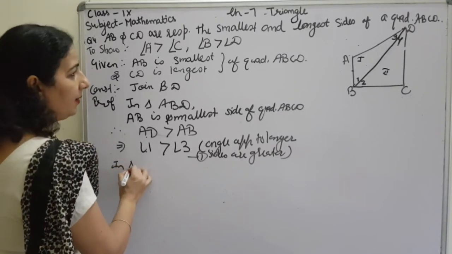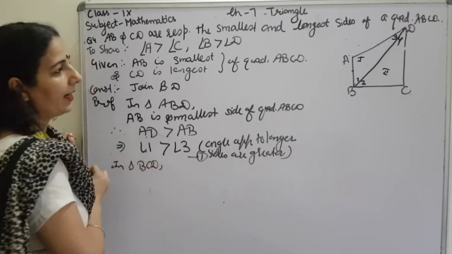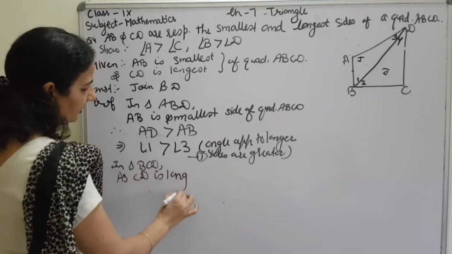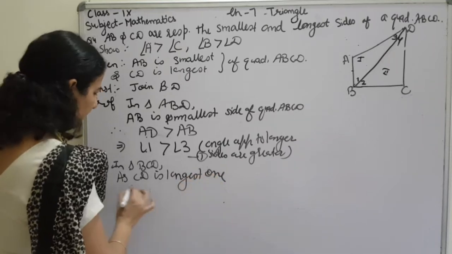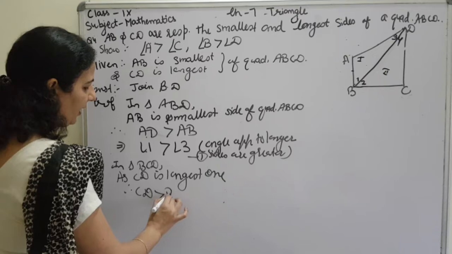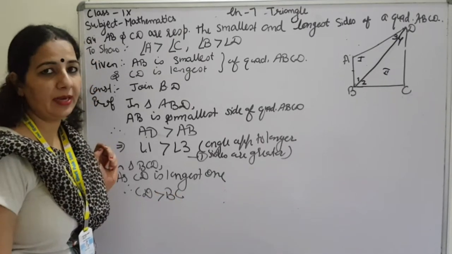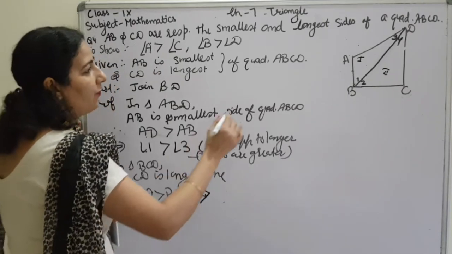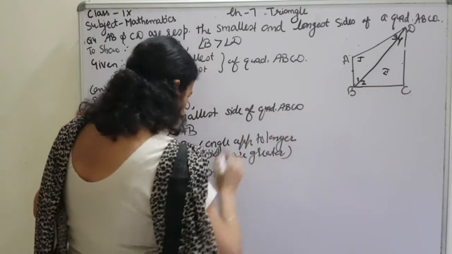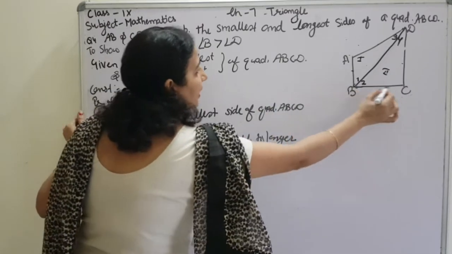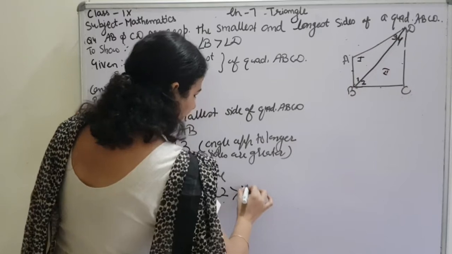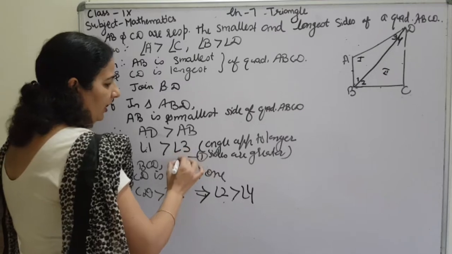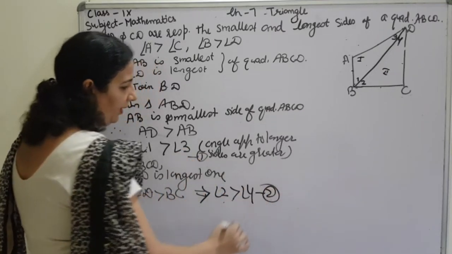Now, in triangle BCD, as CD is the longest one, CD is greater than BC. We can't compare with BD, but we can compare with the sides of the quadrilateral. Which angle is opposite to CD? It is angle 2, and it is greater than the angle opposite BC. Which angle is opposite to BC? It is angle 4. So I have written angle 1 greater than angle 3, then angle 2 greater than angle 4. This is equation number 1, and this is equation number 2.